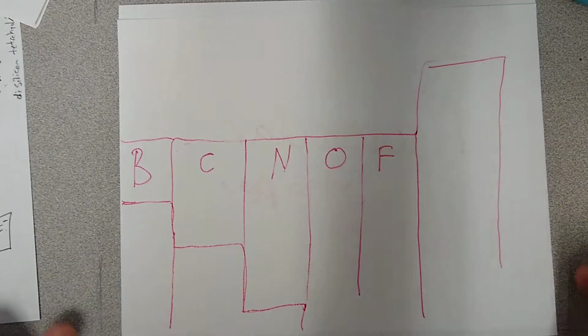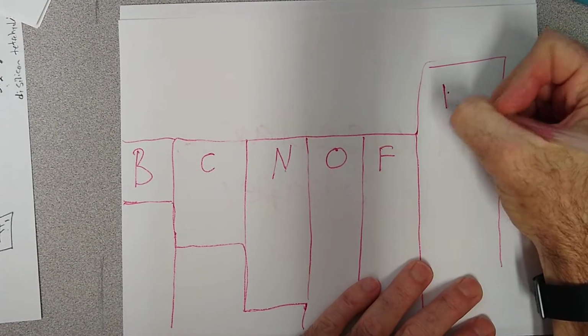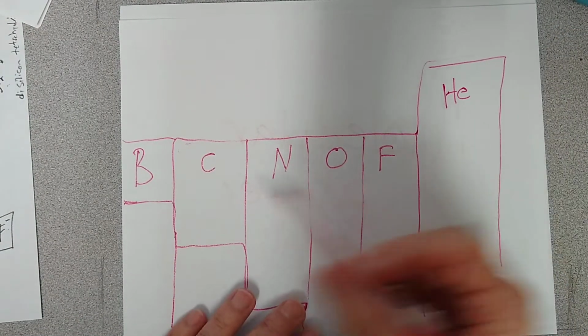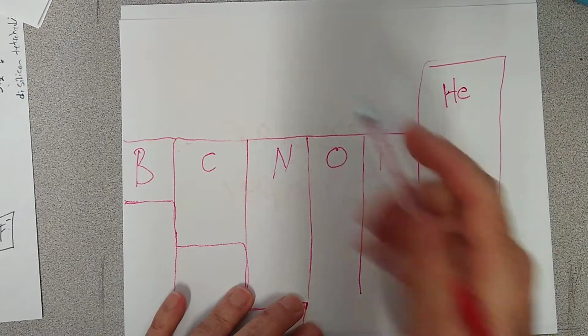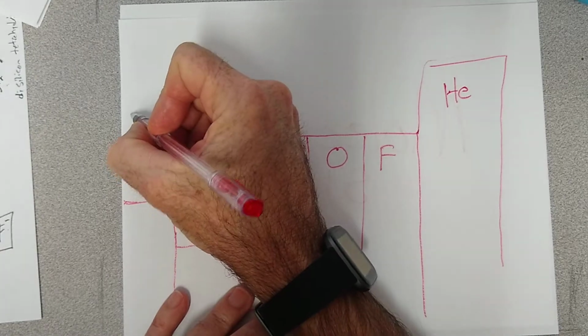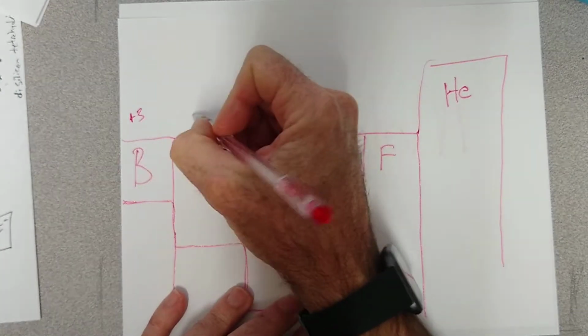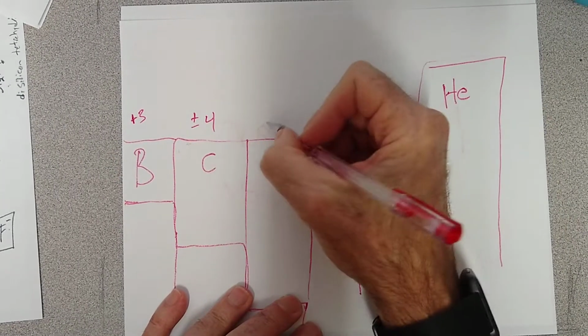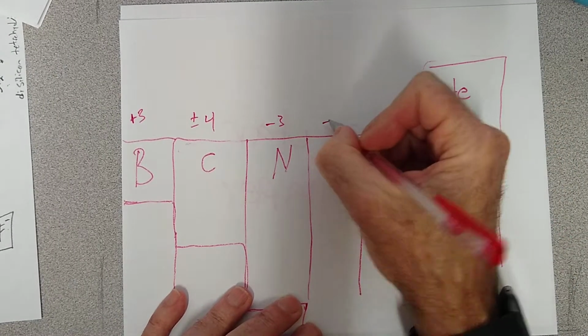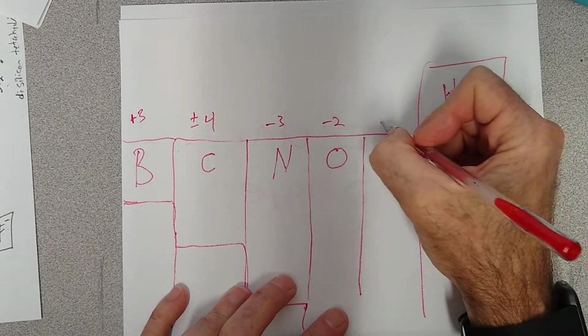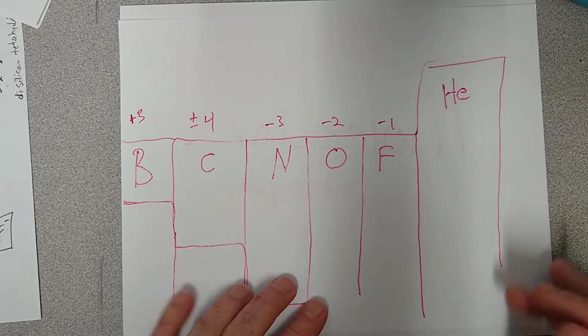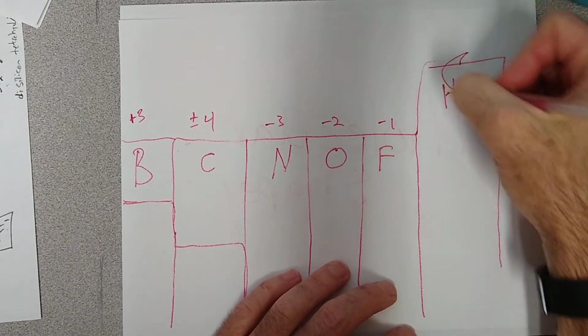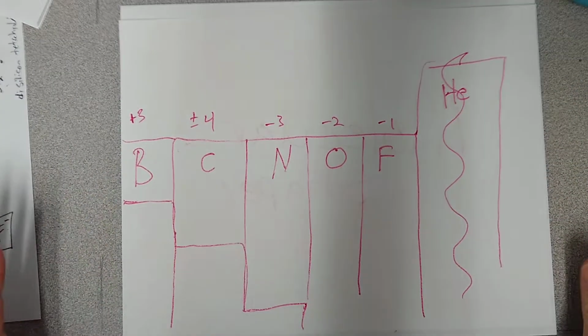If we look at the upper right hand part of the periodic table, you should know the oxidation numbers of these. This one is +3, and then carbon plus or minus 4, nitrogen is -3, oxygen is -2, fluorine is -1. And this group doesn't do any bonding, so we don't have to worry about them.